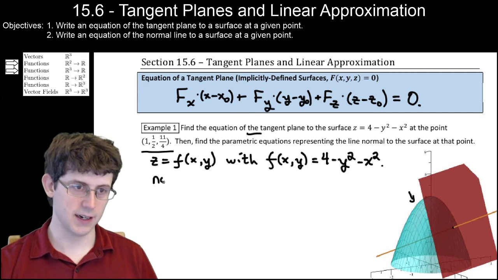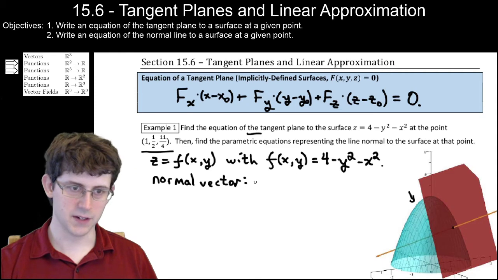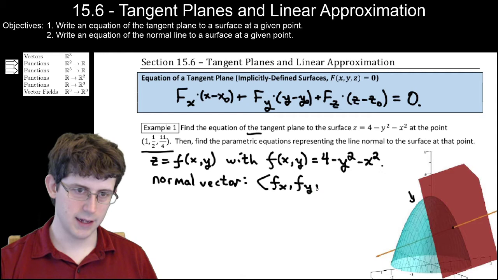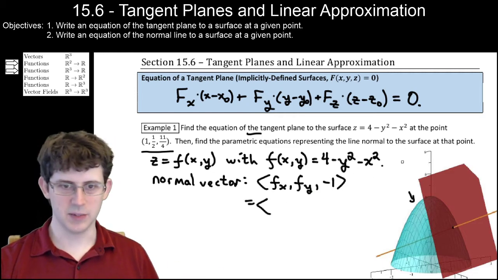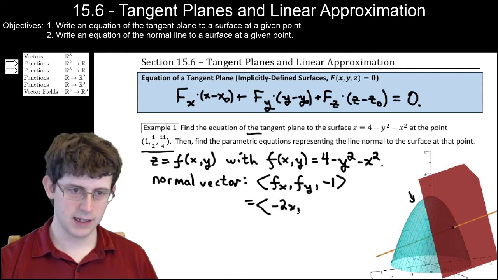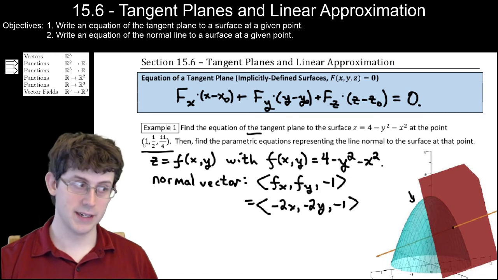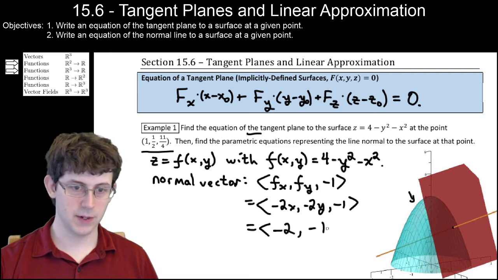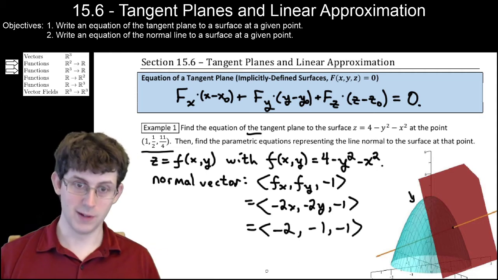So the normal vector to the surface is fx, fy, minus 1, which we can take these partial derivatives. I get minus 2x, minus 2y, minus 1. And at this point, 1, 1/2, 11/4, I get a specific vector: minus 2, minus 1, minus 1. So this is a normal vector to the surface.